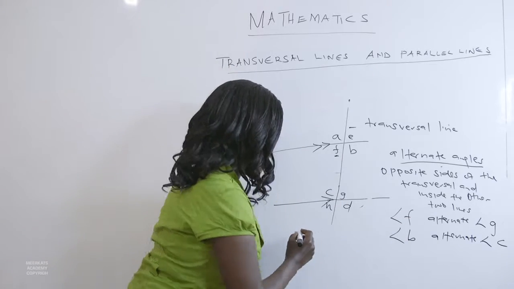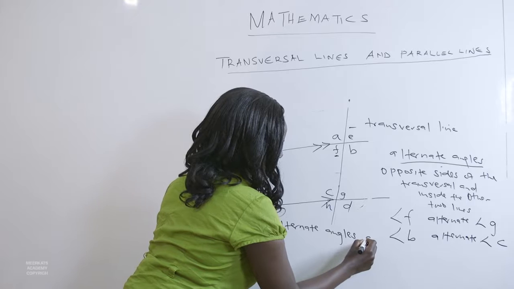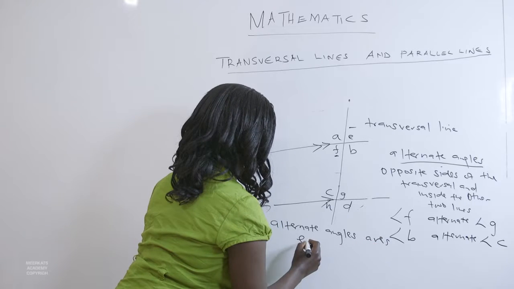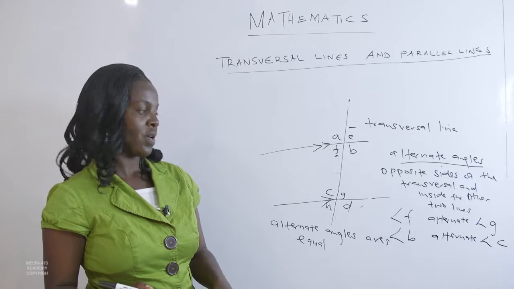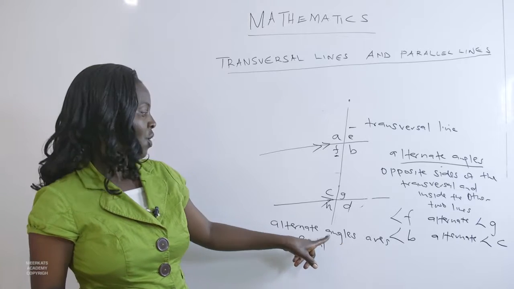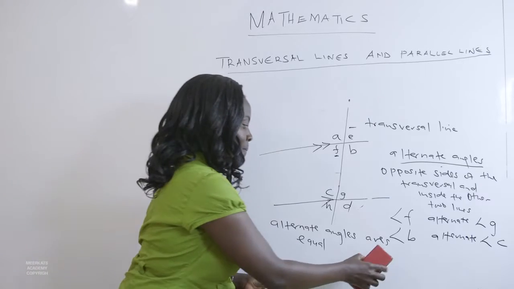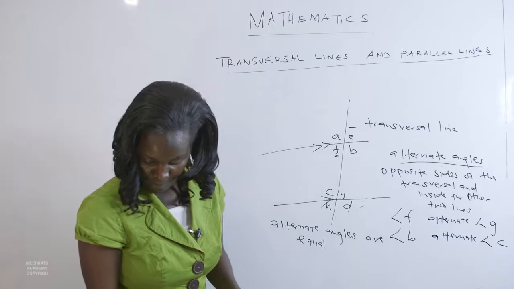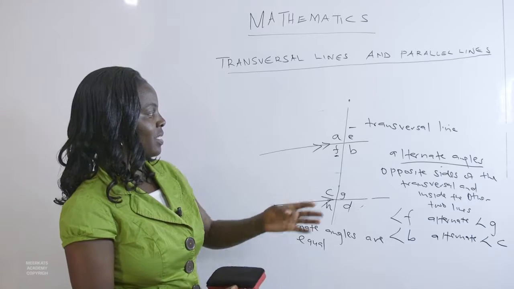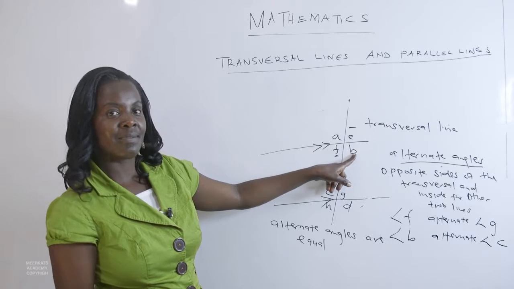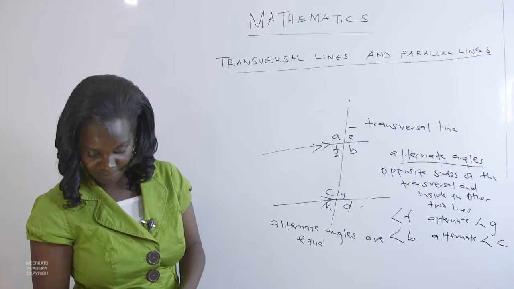Alternate angles are also equal. The same case with corresponding angles, alternate angles are also equal. We should note that. So we have learned about vertically opposite angles. We said they are on the opposite side of the vertices. A and B are vertically opposite. C and D, they are also vertically opposite.